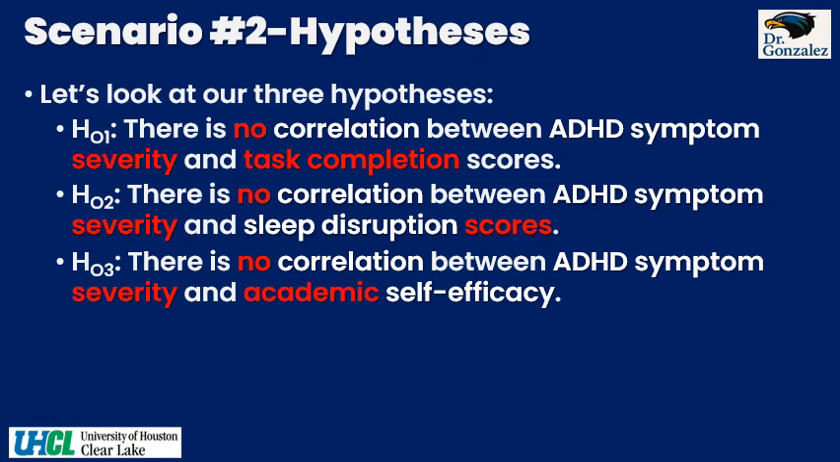So let's do our null hypotheses. Remember, our null hypotheses are going to tell me that there is no correlation between those two variables of interest. The first null is that there's no correlation between ADHD symptom severity and task completion scores. The second one is that there's no correlation between ADHD symptom severity and sleep disruption scores. And the third one says there's no correlation between ADHD symptom severity and academic self-efficacy.